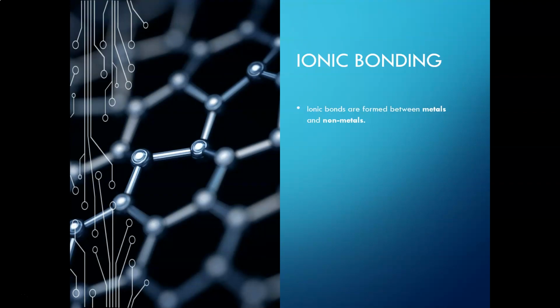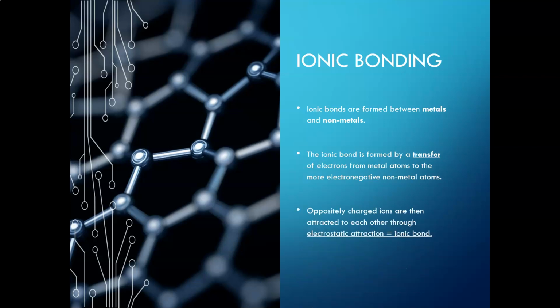Ionic bonds are formed between metals and non-metals. The ionic bond is formed by a transfer of electrons from a metal to a non-metal. And then what happens is the non-metal has a negative charge, the metal has a positive charge, and those electrostatic attractions bond them together.